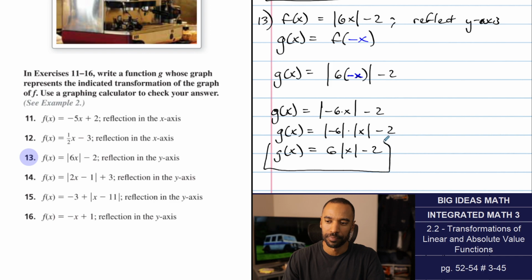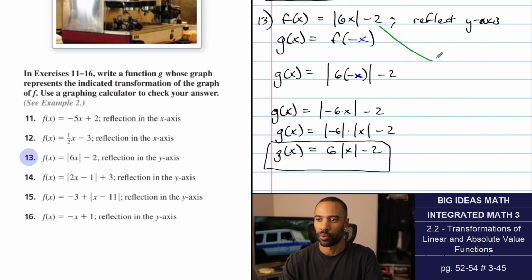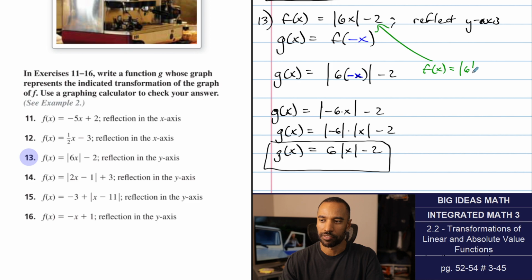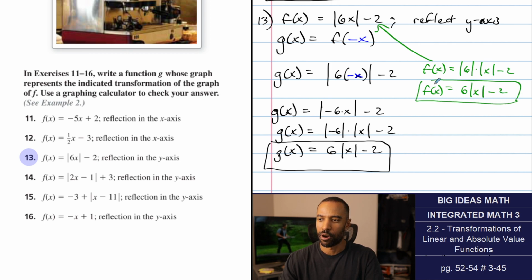So it's this one. And hey, guess what? The original equation, remember this one right here? You could factor out the absolute value of 6 in the same way. So absolute value of 6 times absolute value of x minus 2. And that becomes 6 times absolute value of x minus 2. Now here's the interesting part. That's not the answer, by the way.